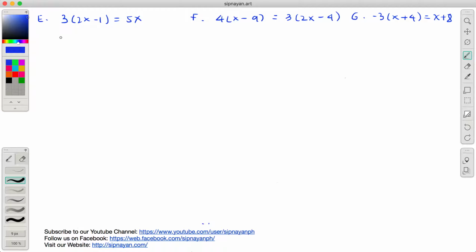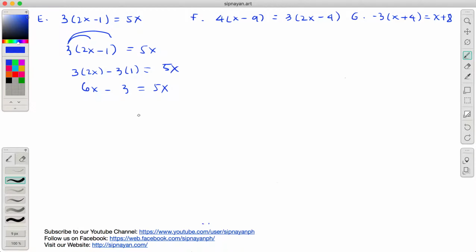problem. We have 3 times 2x minus 1 equals 5x. So, mag-distribute tayo. No? So, mag-distribute tayo dito. 3 times 2x, no? 3 times 2x minus 3 times 1 equals 5x, no? So 6x minus 3 equals 5x.